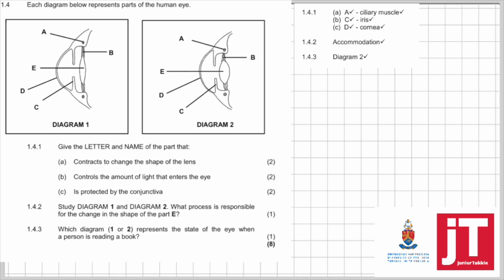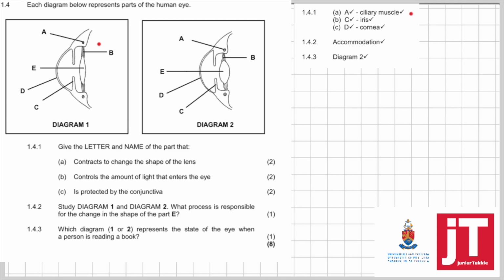1.4. Each diagram below represents parts of the human eye. 1.4.1, give the letter and the name of the part that contracts to change the shape of the lens. Now remember, anything that contracts and relaxes is a muscle. And so, of course, we have to look for the ciliary muscle, and that is obviously the ciliary muscle.